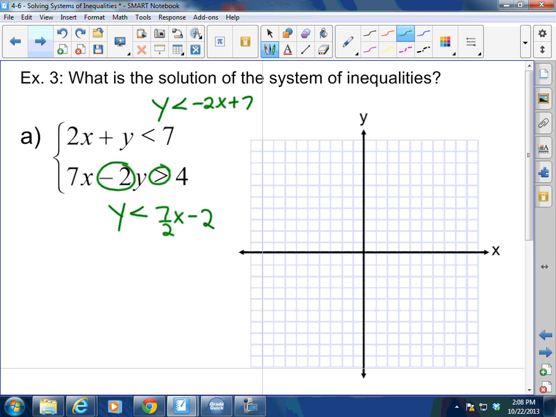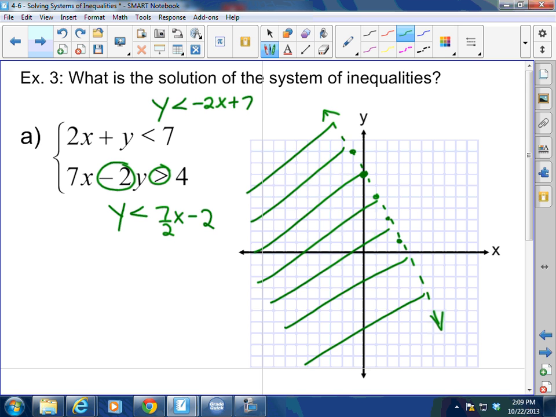So let's first graph my first one. Y is less than negative 2x plus 7. 7 is my y-intercept. Down 2 over 1, down 2 over 1, down 2 over 1, up 2 over 1. Dashed line. Less than, so you shade below.